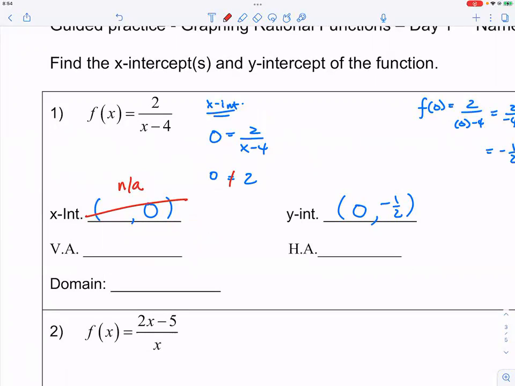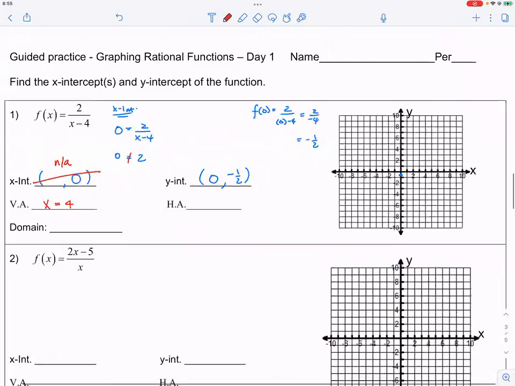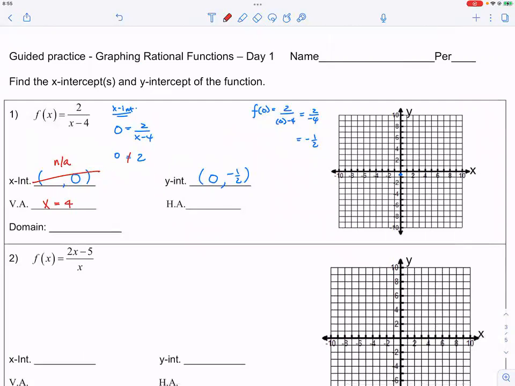Now for the vertical asymptote, looking at the restriction, we're going to draw a line at 4. You can also use what we did for the past 2 days and say, oh yeah, it's shifted to the right 4 units. That works too.